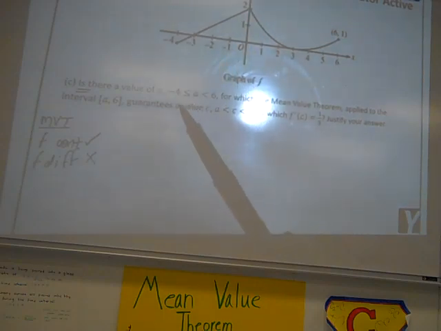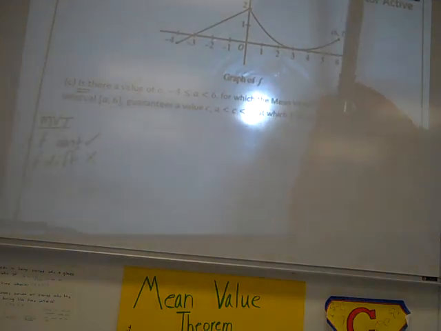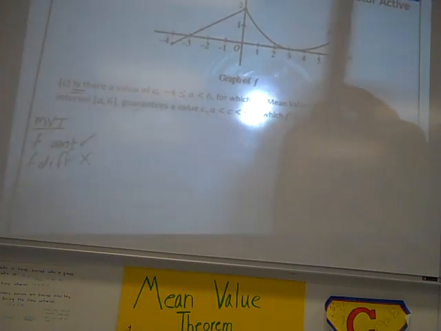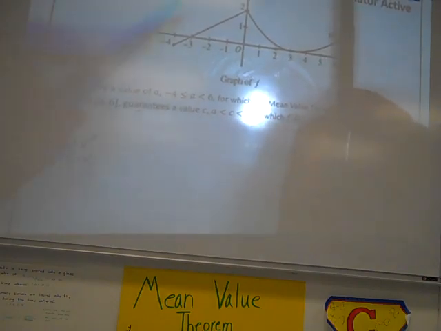However, after careful examination of the question, they're saying, is there some value of a where a is between -4 and 6, for which the mean value theorem applied on that interval from some number to 6 guarantees that value of a? I get to pick the start of the interval that I look at, but I have to end at 6. So here's the vertical line, x equals 6.